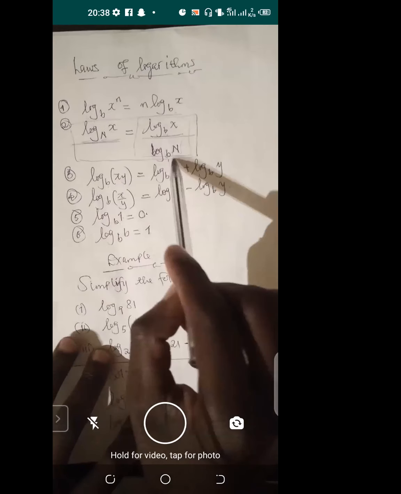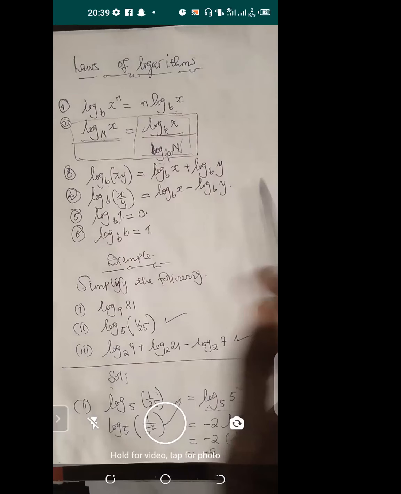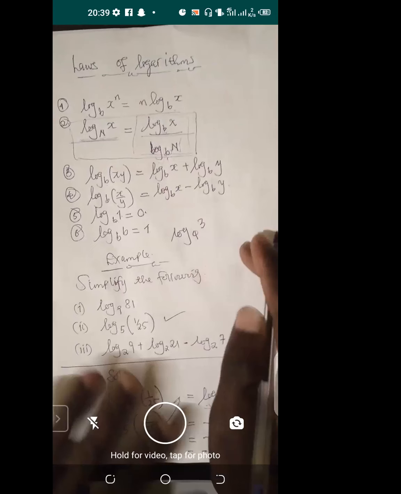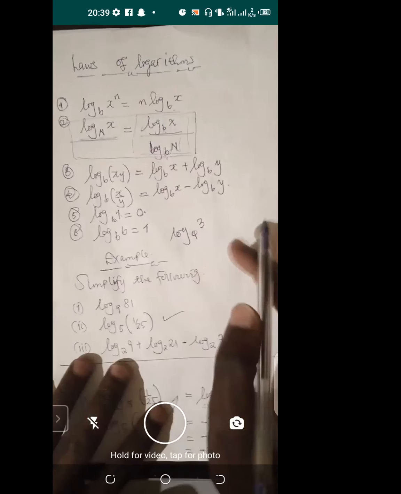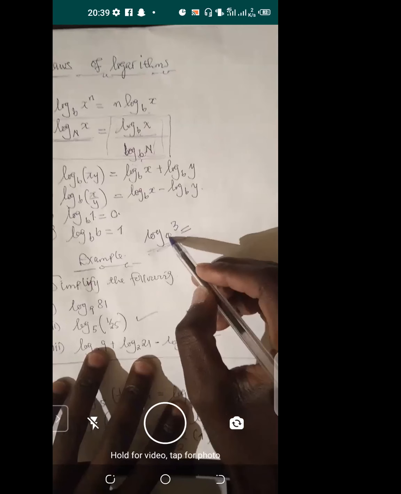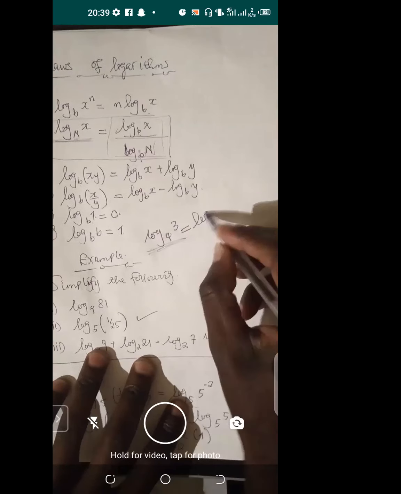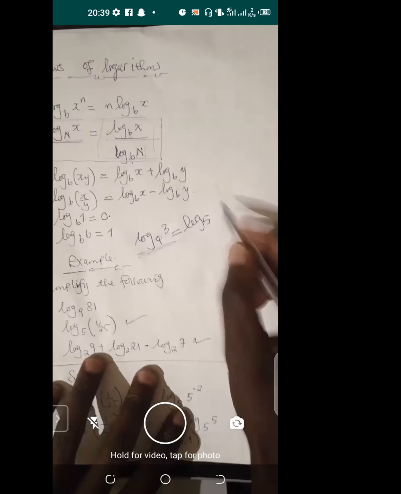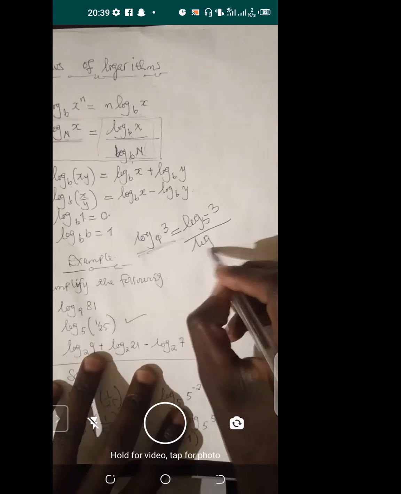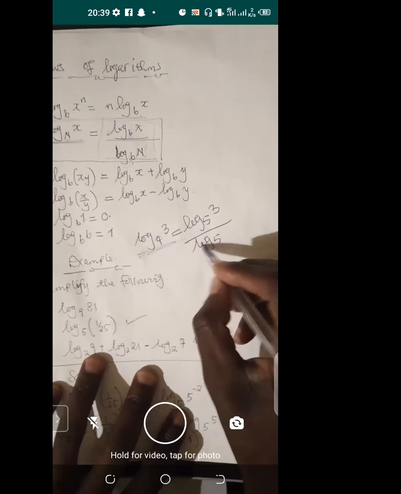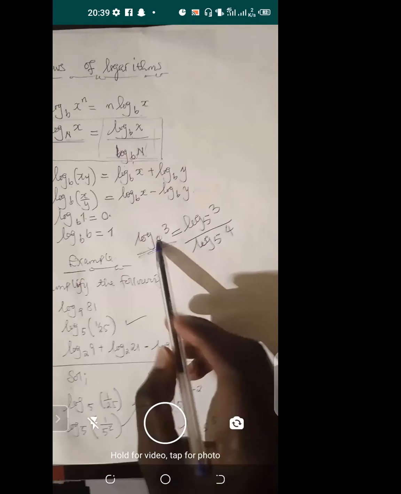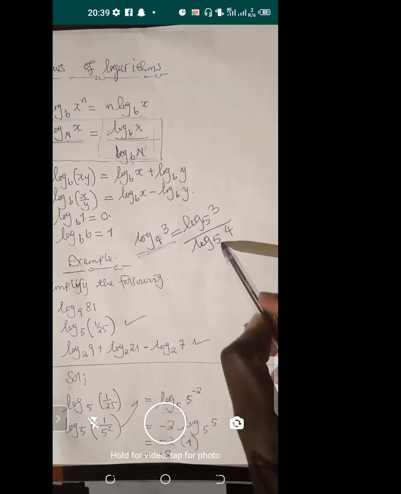So you can change, say, log 3 base 4 to another base. Say if you want to change it to base 5, you introduce the new base 5, then 3, over log 5, you maintain, then you bring the 4 there. So you've changed the base from 4 to base 5. So this is what we did here.